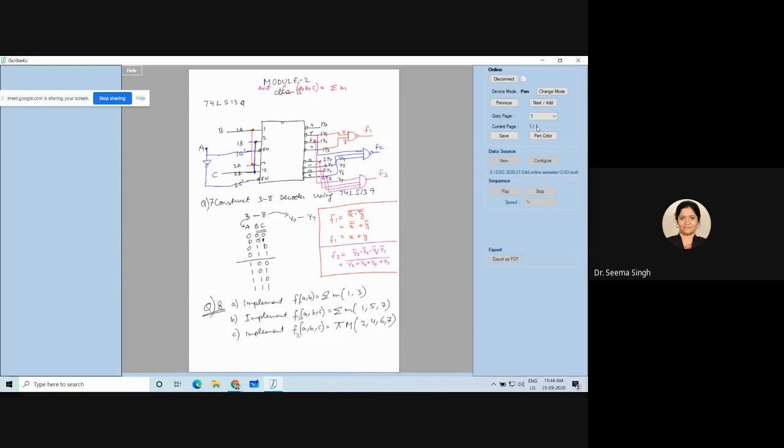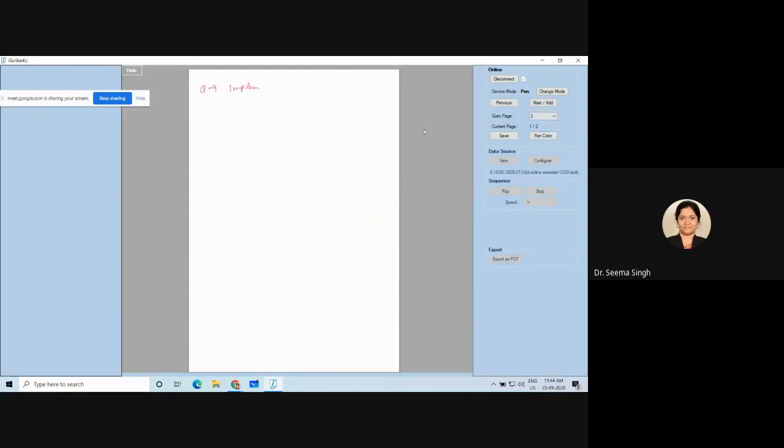Now, all of you write this question: implement F2 of ABC, that is minterm of 1, 5, 7, using 74LS138. If you get such a question, what will you do? You have to make your 74LS138. And how do you make that?